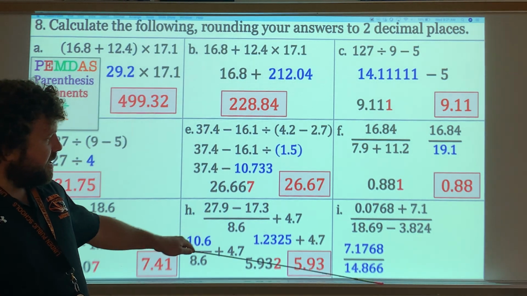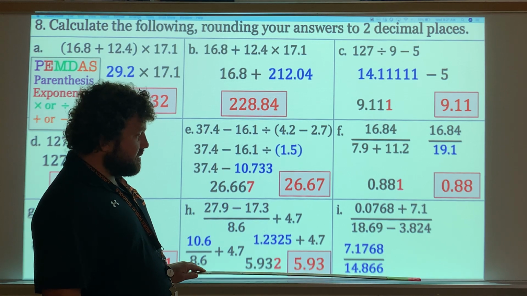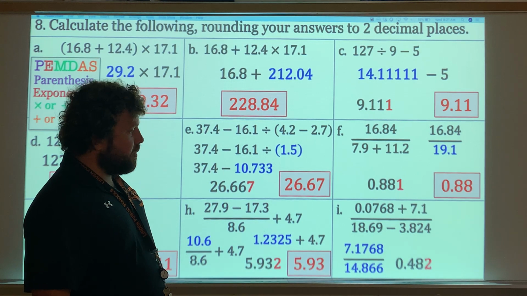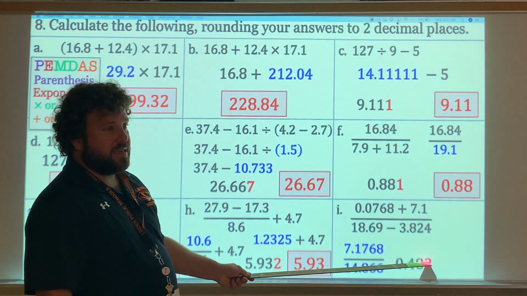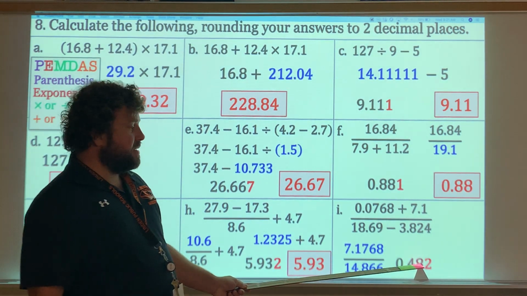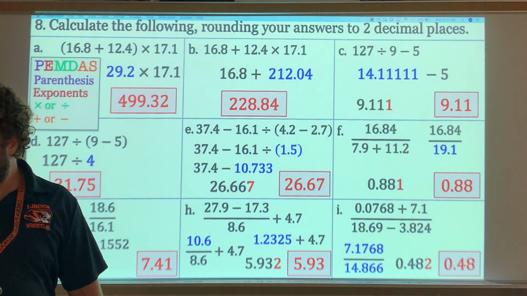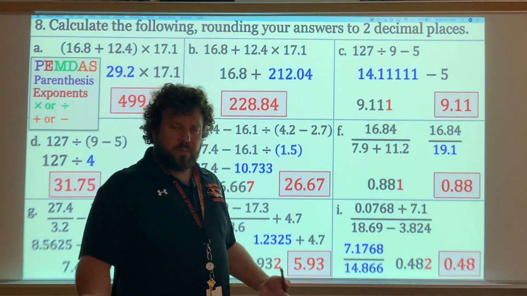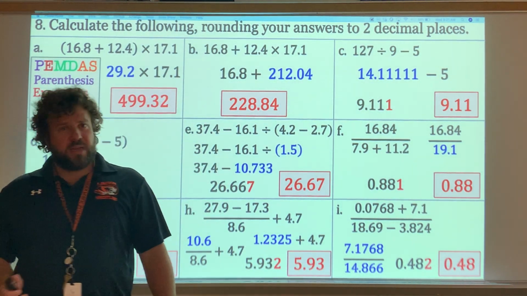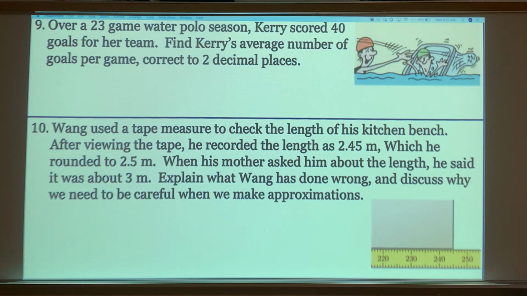7.1768 divided by 114.866. Divide the 2, you get 0.482 and some more stuff. We only care about the third one. That is less than 5, so we're going to round this 8 down, keep it to an 8, and you get 48 hundredths. Right, that was a pretty easy problem, wasn't it? Wasn't too bad. Almost to the end of this chapter. Ready for another? Boom.